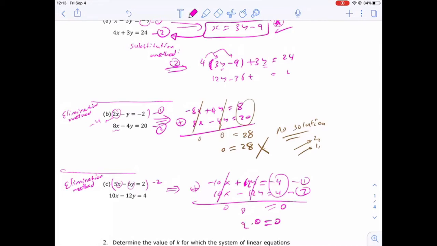If we multiply by 2, we get same answer. We multiply by 3, we get same answer. We have infinitely many solutions. So if we get a statement like 0 equals 0, 1 equals 1, something like that, that means we have infinitely many solutions and the two lines coincide.